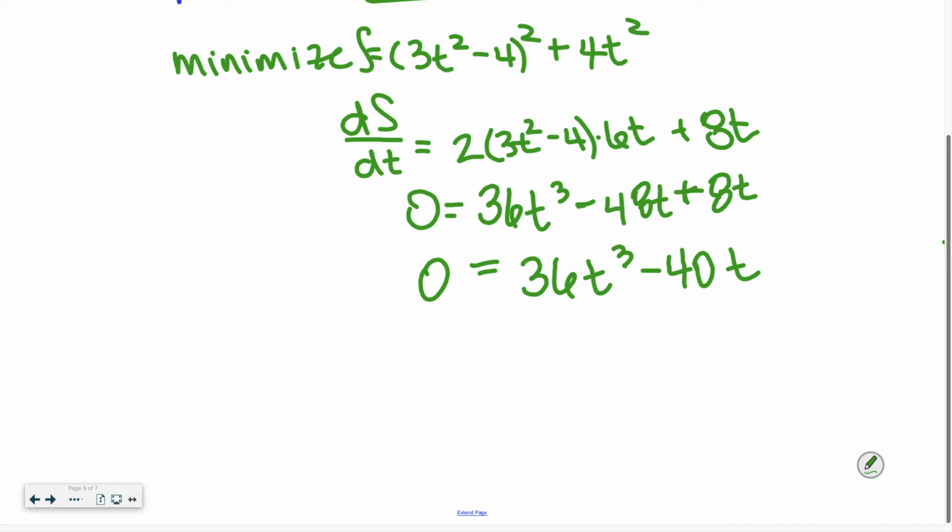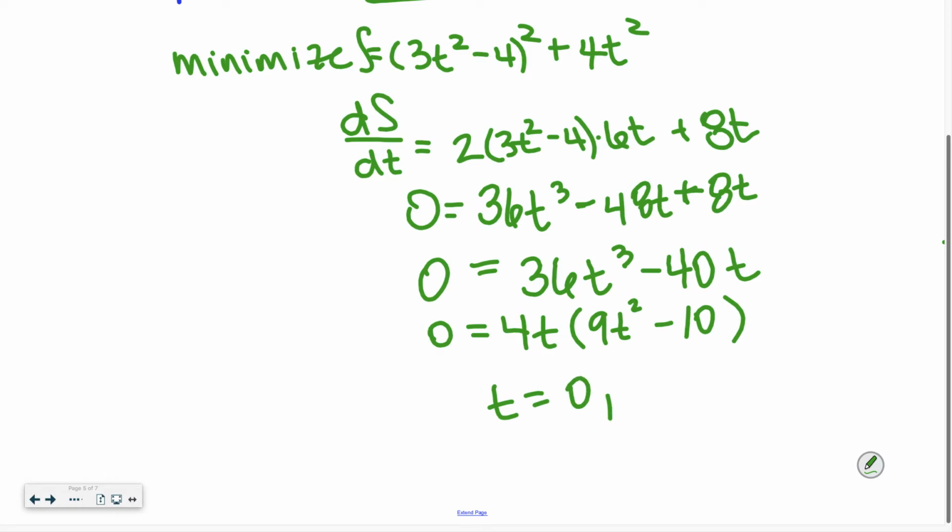Okay, so this is what we got. What can we factor out? T. And also maybe 4. Like 2 twos? I don't know. Okay. So our critical points are 0 and plus or minus radical 10/3.